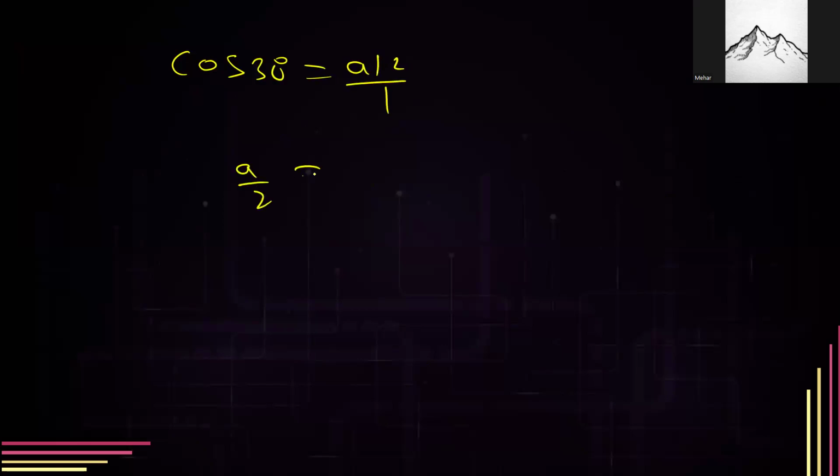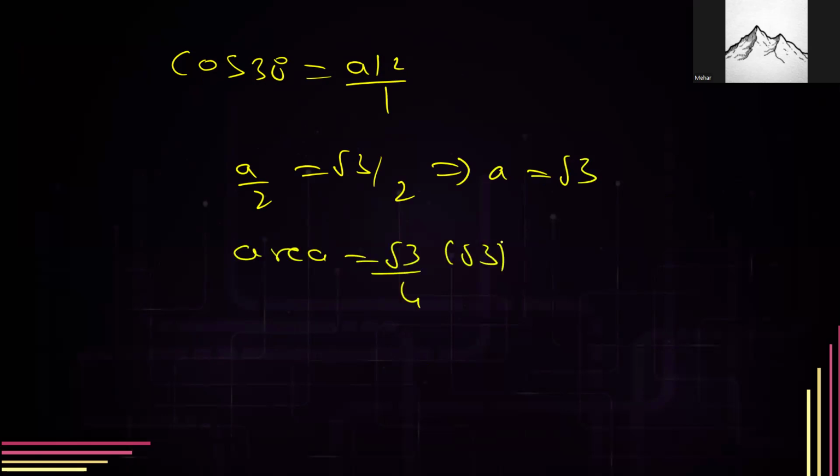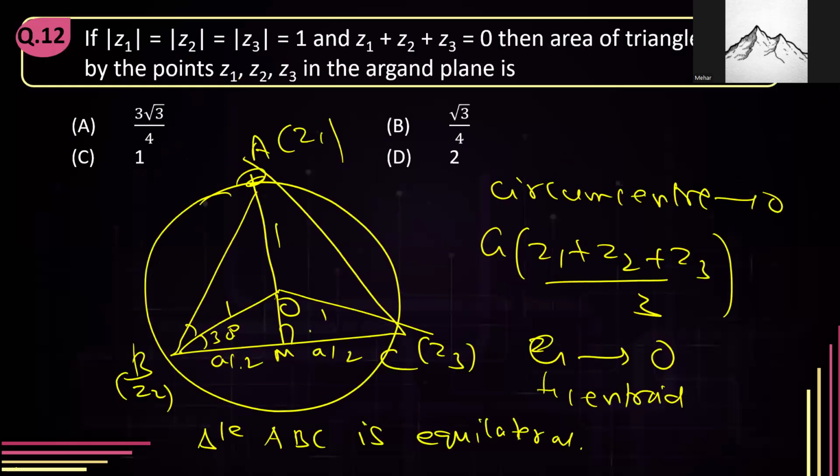So a by 2 is cos 30, which is root 3 by 2. So a is root 3. That means the area of this triangle would be equal to root 3 by 4 into side square. That is root 3 square. That is 3 root 3 by 4 square units. So the answer would be 3 root 3 by 4 square units. So first option is the answer, not the second one. Okay. Now let's move on to the next question.